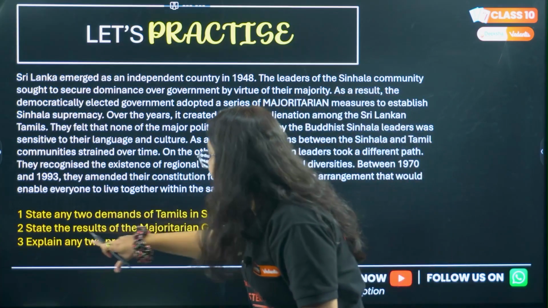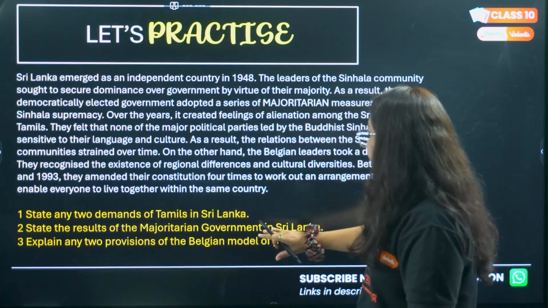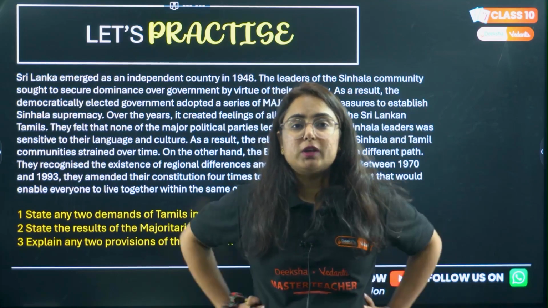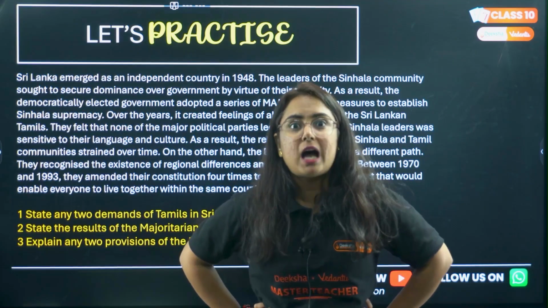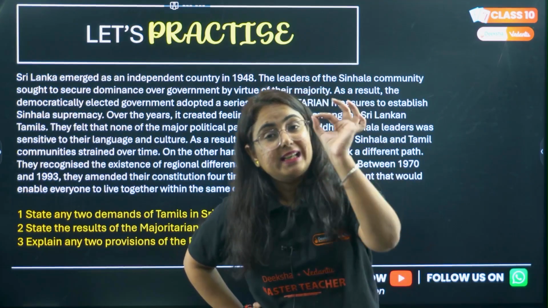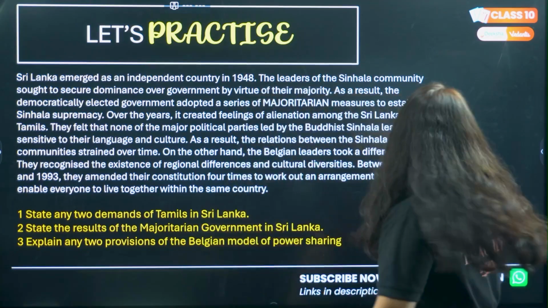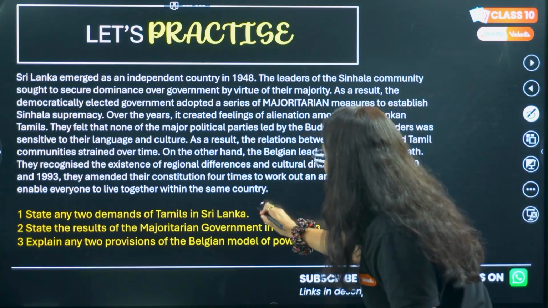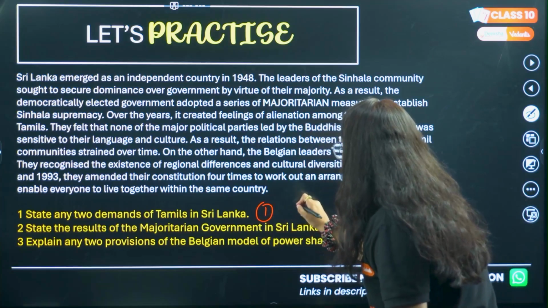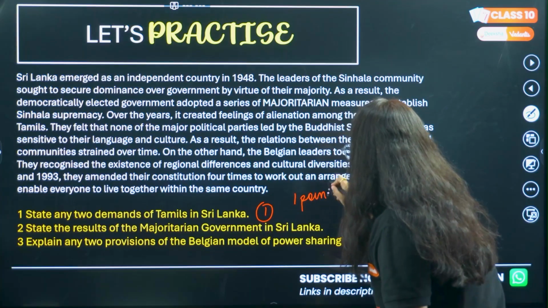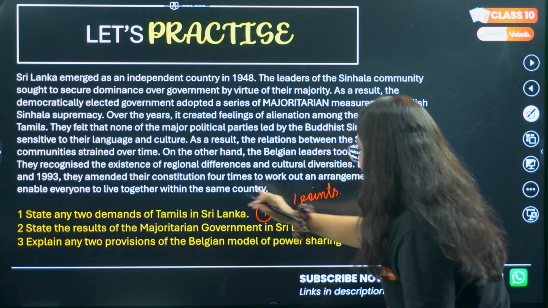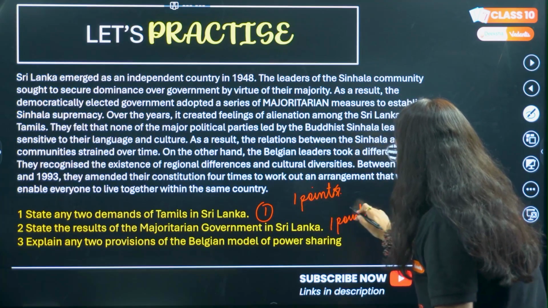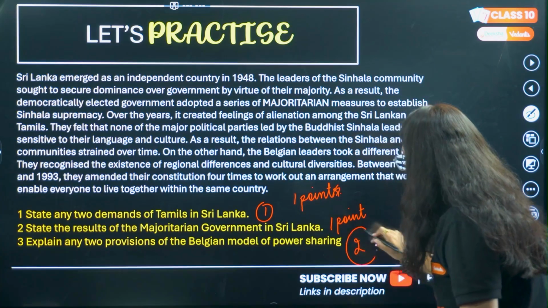Next, state the result of majoritarian government in Sri Lanka. What happened when majoritarian measures were adopted by the Sri Lankan government? Do you remember? Basically, it led to what? Civil crisis. And my dear students, the question number 1 is again for 1 mark. Write the answer in 1 point. Okay? Do not exceed the word limit. The second one is also for 1 mark. Answer it in 1 point. Now the third one is for 2 marks.